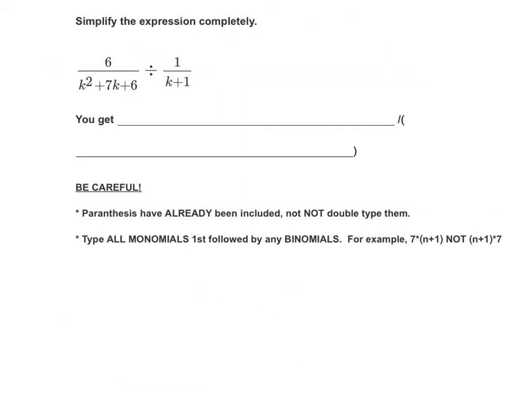Here's a problem on division. If you can do multiplication, you can do division. What division is, is just multiplication, but you change this to multiplication and you make this the reciprocal. So I'm going to rewrite it first. I'm going to put the 6 here, 6, and then I'm going to change the colors.